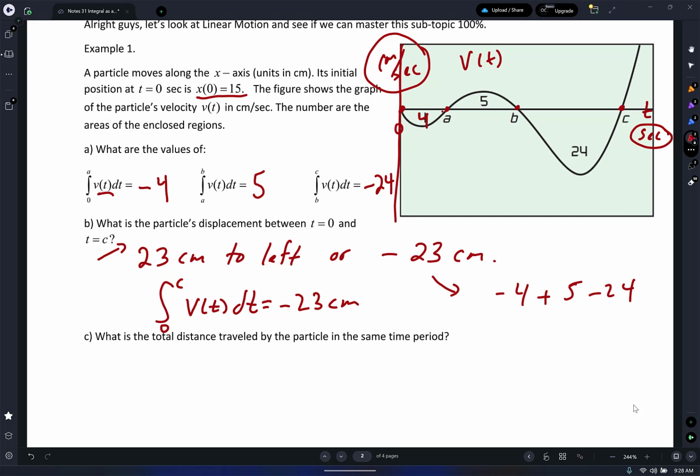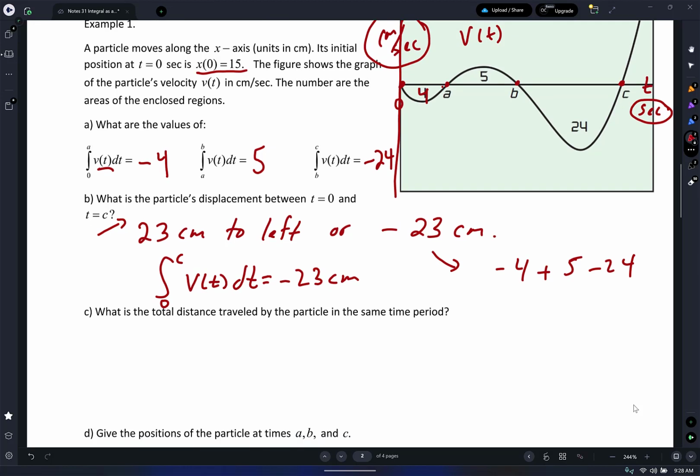What is the total distance traveled by the particle in the same time period? So now I want total distance. So I went 4 to the left, I went 5 to the right, and I went 24 to the left. What do we do? Add them up, absolute value, add them all up. So 4, and I like that you said absolute value, plus 5 plus 24. So what's that?